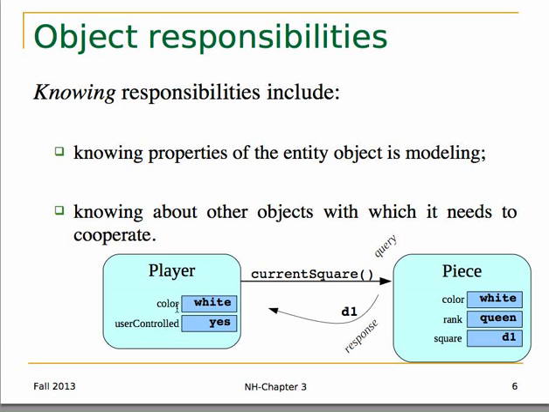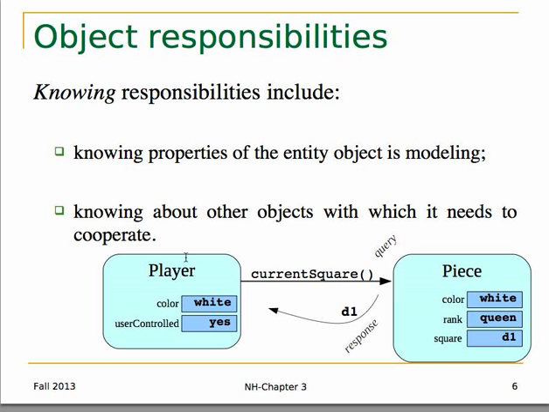Well, you need to know which color the player is, white or black, also whether it's an actual player, user controlled or computer controlled. So if user controlled is no or false, that means you can assume that it's computer controlled. You also need to keep track of, so each player object is sort of assigned a set of 16 pieces, or you can think of that as an array.